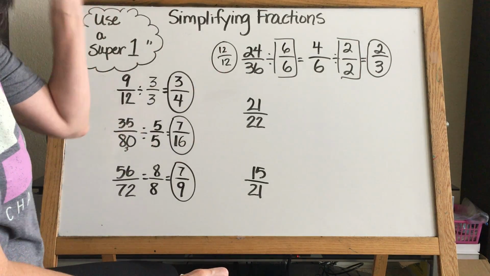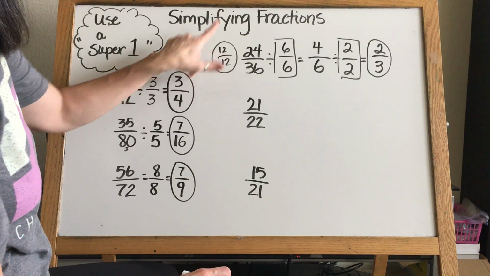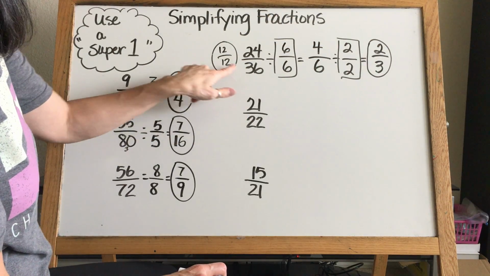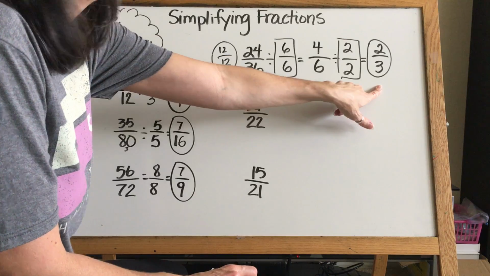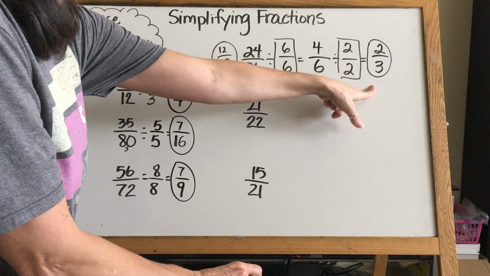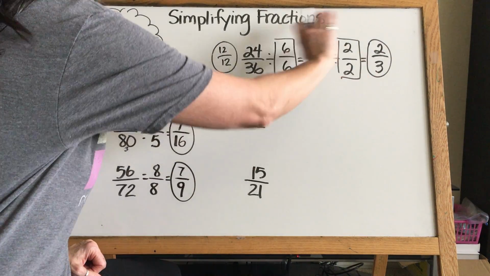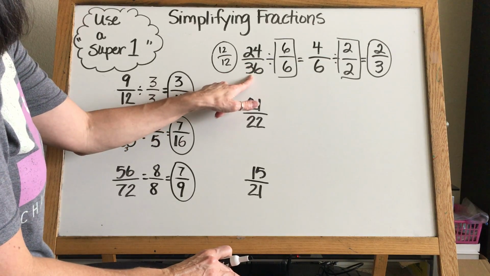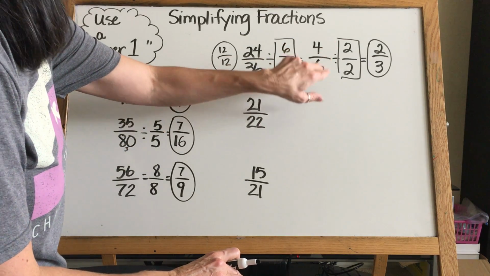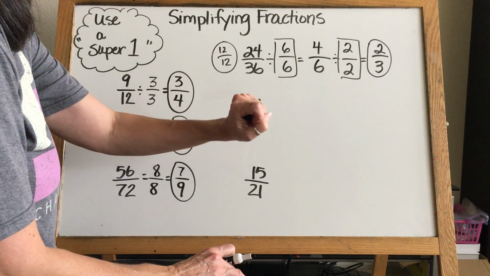Let's think about that. If we divided by 12 over 12, what's 24 divided by 12? It's 2. What's 36 divided by 12? It's 3. So if we would have used our superest of super ones, we would have gotten to 2/3 the very first time. And it's totally okay if we don't. It's totally okay to divide twice. You just have to make sure that when you're finished, you look at your fraction really carefully and make sure it is reduced to lowest terms, okay?